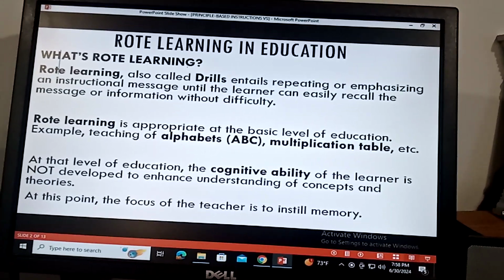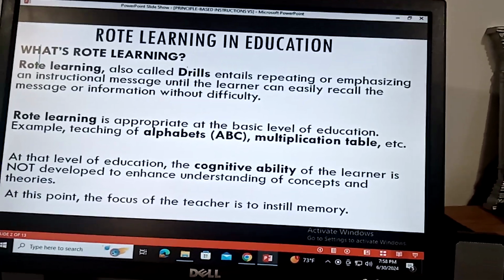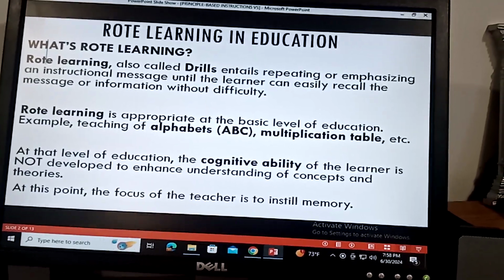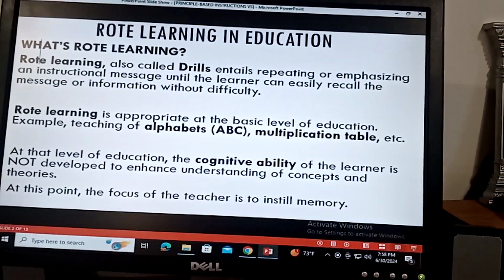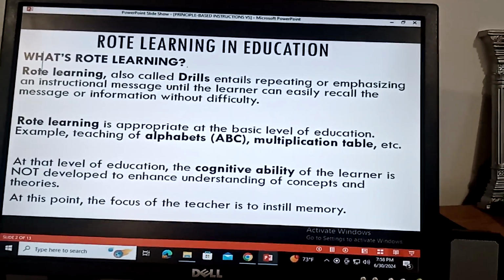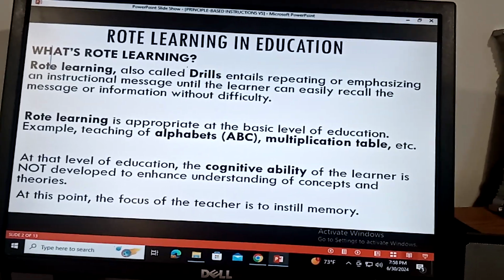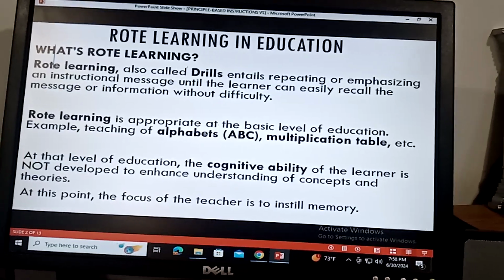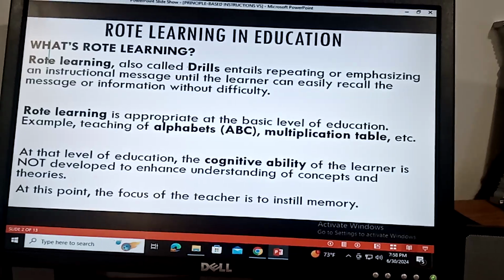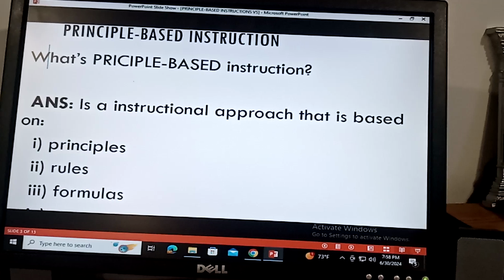Hence, the need for rote learning, because you want to emphasize memory versus understanding, because the brain, the cognitive tool, is not developed to be able to understand and analyze. So at this level, teachers should emphasize memory. At this point of education, the focus of the teacher is to instill what? Memory, rather than understanding, for the reason given first.